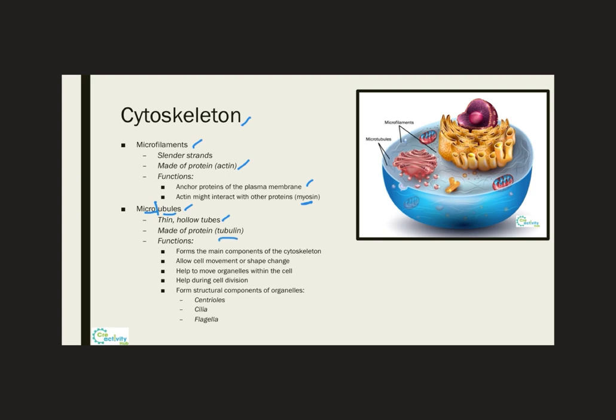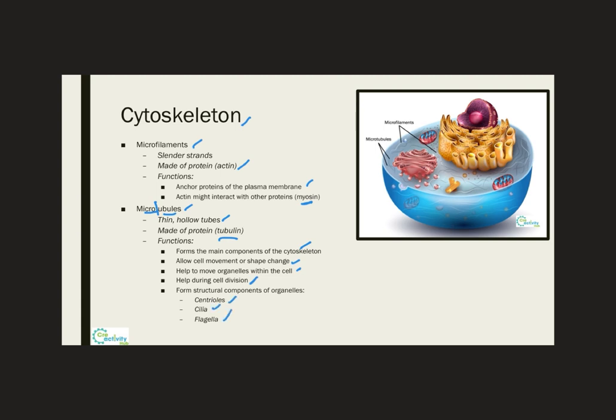With regards to the functions of microtubules, there are several, as they form the main components of the cytoskeleton, giving the cell strength and rigidity and anchoring major organelles. They also allow cells to change shape, and they may help the cell to move. And because they attach to organelles, they help these move around the cell. They will also have an important role during cell division, which we will talk more about when we cover this topic. And lastly, microtubules form structural components of organelles such as centrioles, cilia, and flagella, which we will see on the next slide.